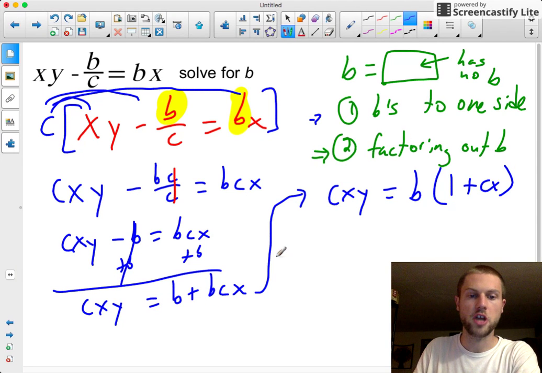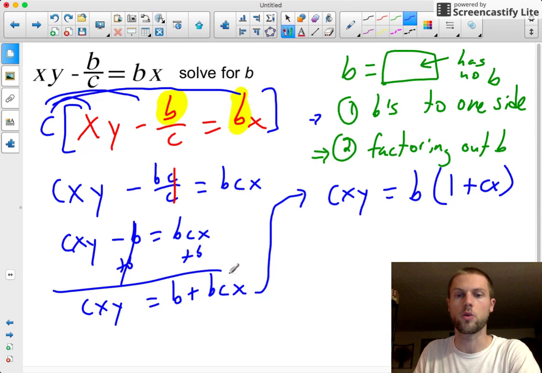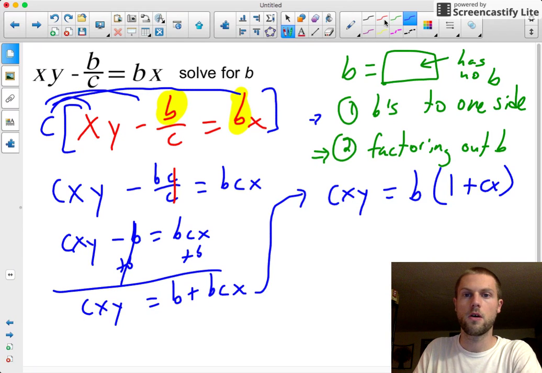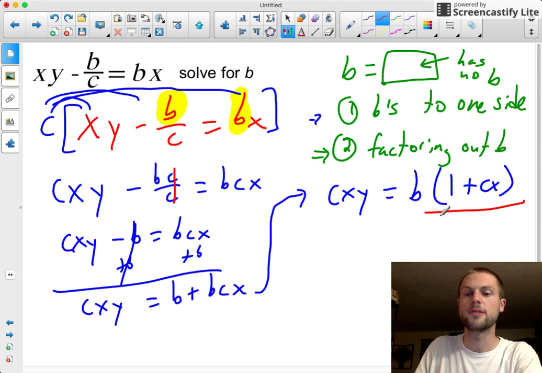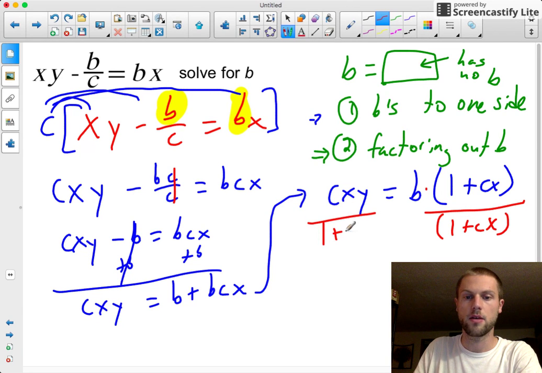And don't forget, you can check to see if you factored this correctly by redistributing this back in your head. If I were to distribute the b, I would get b plus bcx, and that's what I started with. So we're good. So now that we have the b factored out, all I need to do is divide by this 1 plus cx factor here. This is joined by multiplication, so I can divide by this whole factor, 1 plus cx.